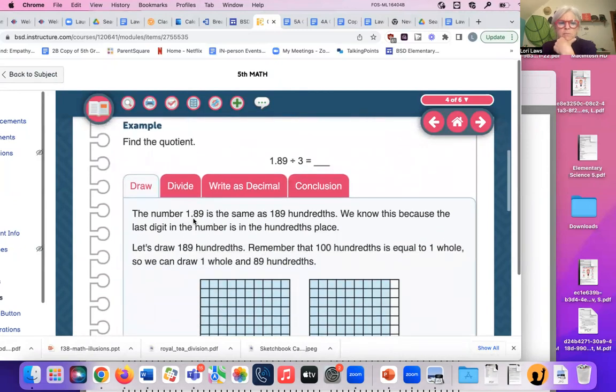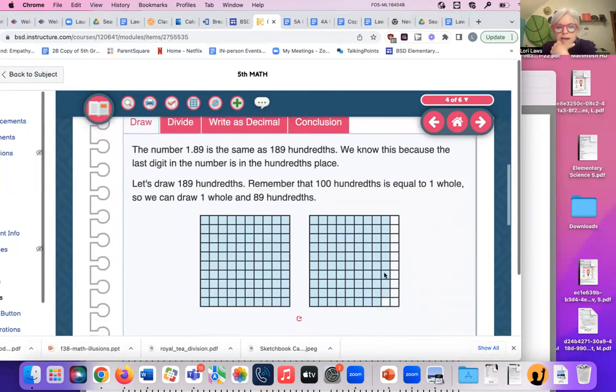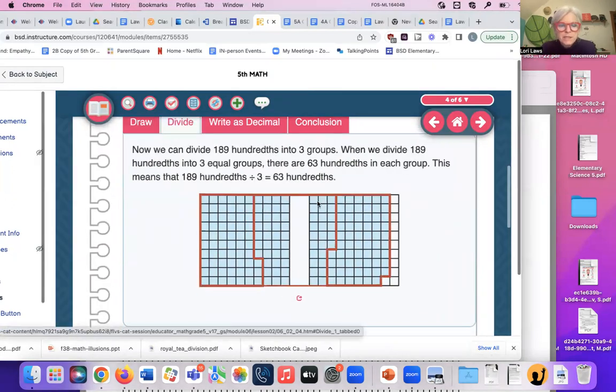The number 1.89, 1 whole, and 8, 9. Here's the 9. It's not quite 10, is it? 1 whole, 8 tenths and 9 hundredths is equal to, remember that 100 hundredths is equal to 1 whole. So we draw 1 whole and 89 hundredths. Now we need to divide it up into 3 groups.